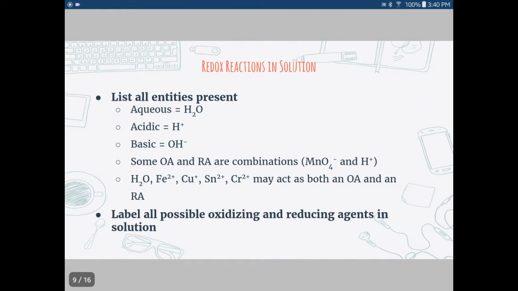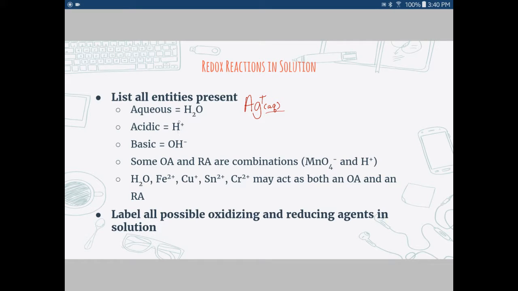So there's a few steps that we need to look at before we actually go into an example. The steps to determine or predict a redox reaction in a solution is to first list all entities present. A few things to keep in mind: if something is listed as aqueous, for example, aqueous silver ions, it means that there's also water present. We have to include water as an entity that we list. That is because water can be part of a redox reaction. It can be a reducing or an oxidizing agent.